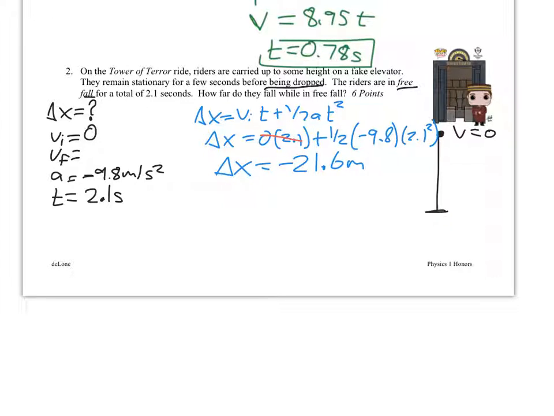21.6 meters. For the answer, though, if you would put positive 21.6, because it does say how far do they fall, and it's kind of redundant to say that they fall a negative distance of 21.6 meters. So either one would have been acceptable. It's a displacement of negative 21.6, or they fall 21.6 meters.